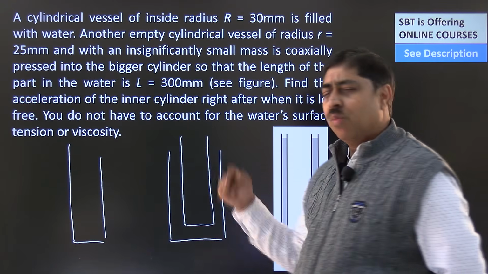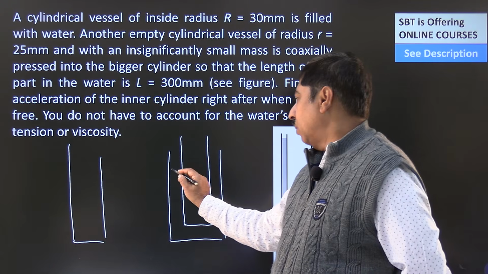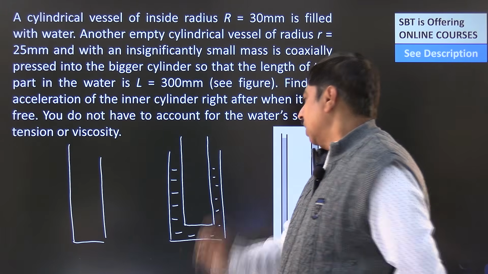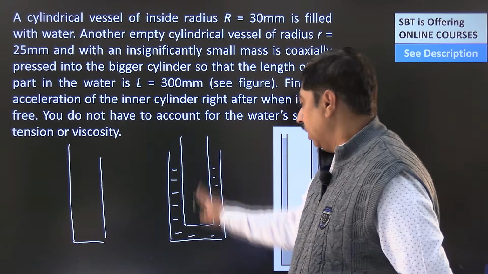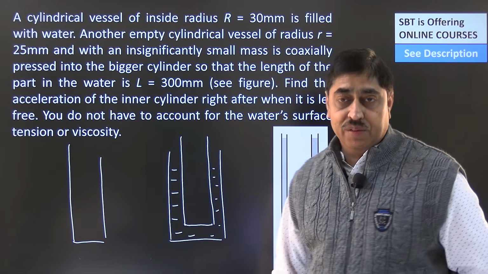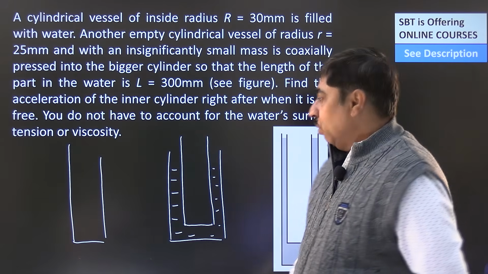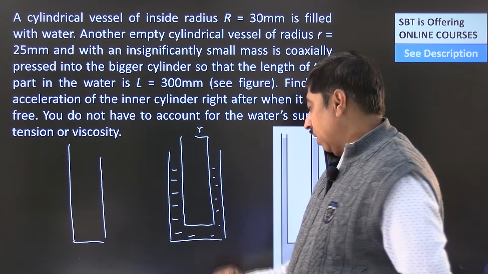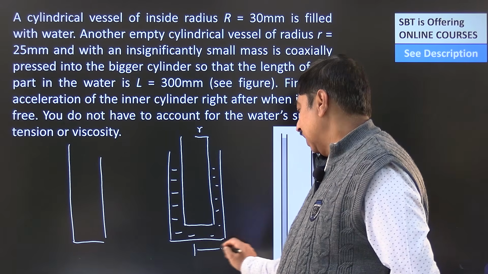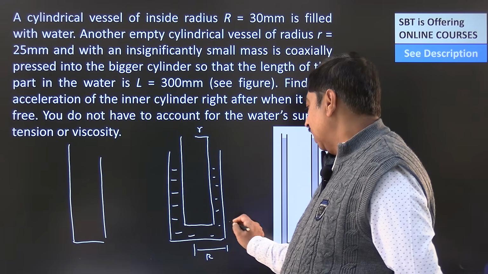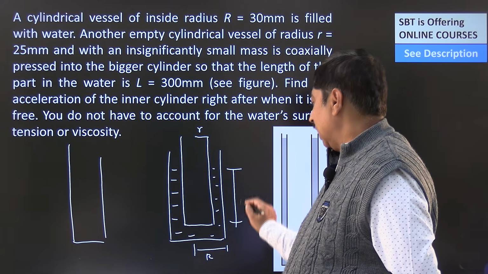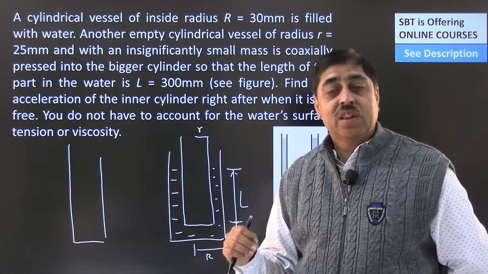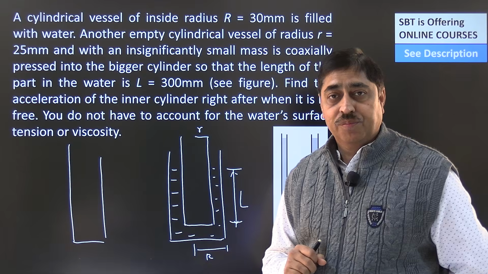Both the cylinders are open at the top. Water will fill up this bigger cylinder like this. So this is empty, there is nothing over here, I mean, there is air. So the question says the radius of this smaller cylinder is small r, the radius of this bigger cylinder is capital R, and the length of the smaller cylinder that is inside water is 300 mm, that is capital L.